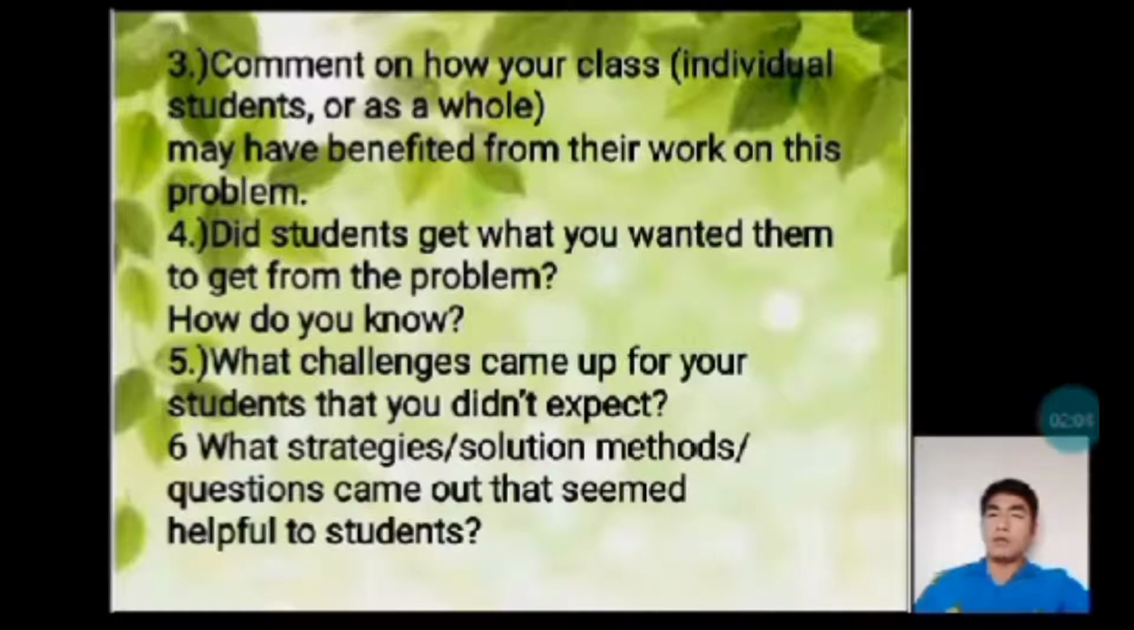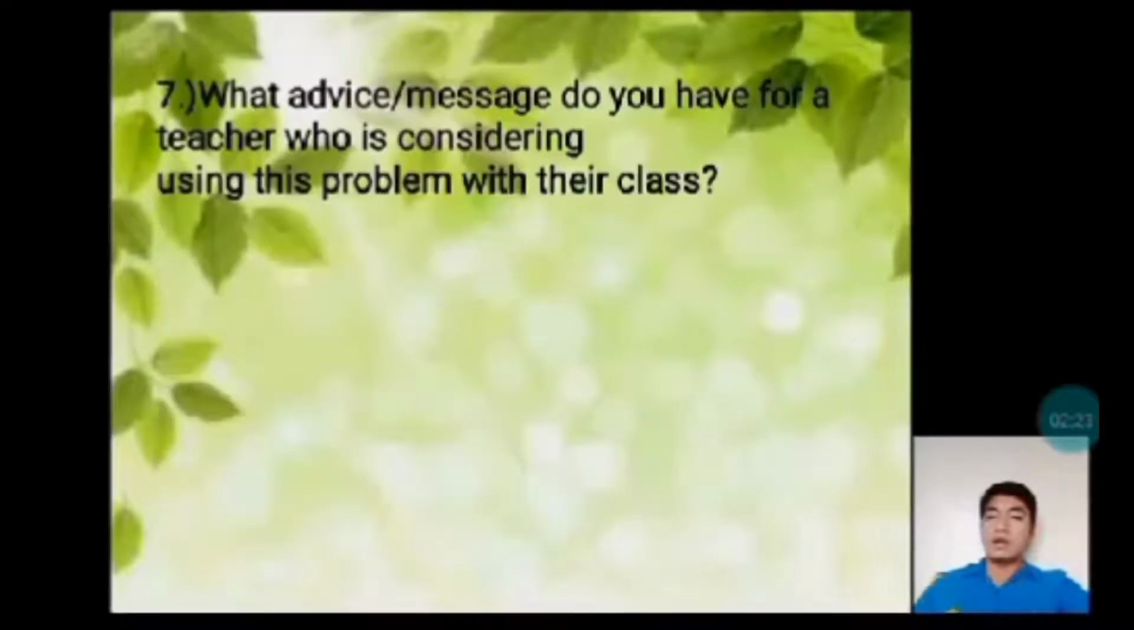How do you know? Fifth, what challenges came up for students that you didn't expect? Sixth, what strategies, solution methods, questions came out and seemed helpful to the students? And last, what advice or message do you have for a teacher who is considering using this problem with their class?